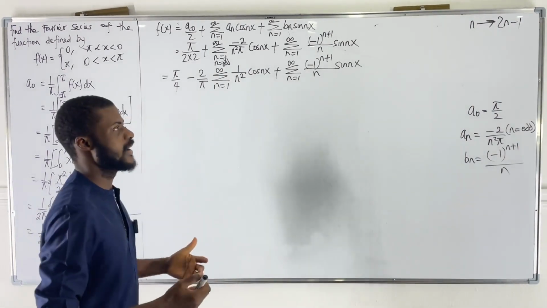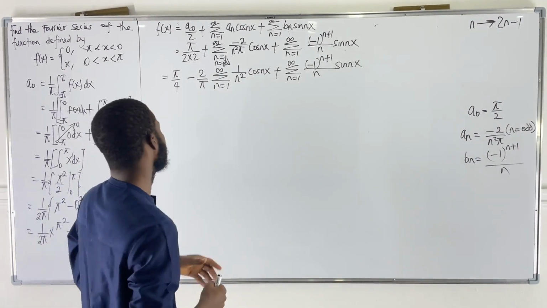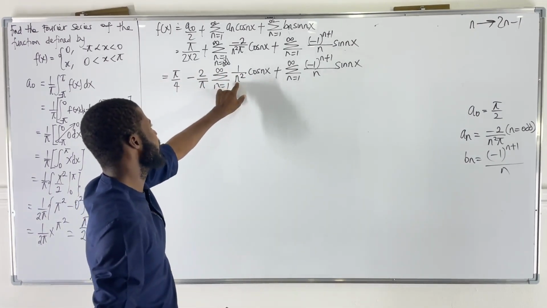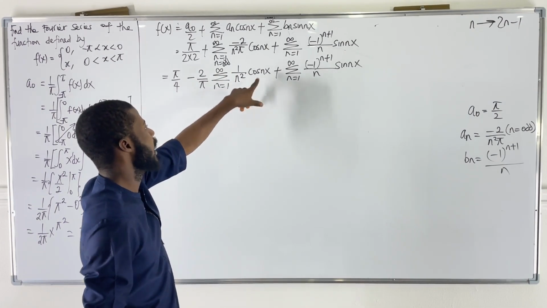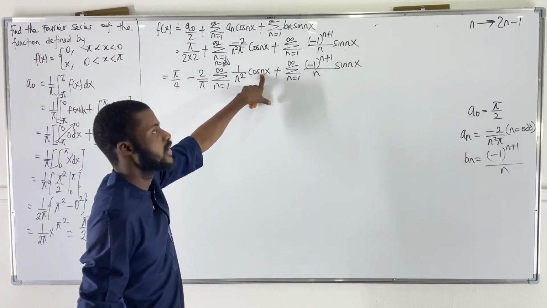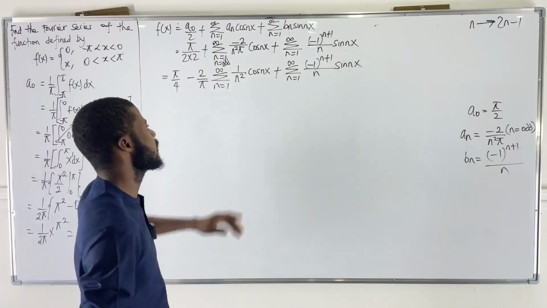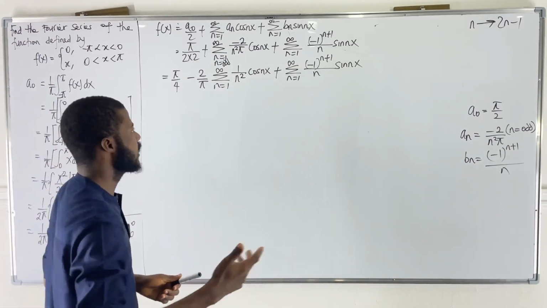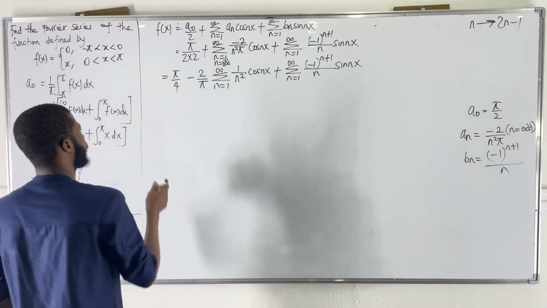So if the question would have said, give your answer in terms of n, I would replace this n with 2n minus 1 and replace this n with 2n minus 1, just these two. And that would be my final answer. But let us bring out some harmonics. Let's write out some harmonics here. So let's see how it becomes.